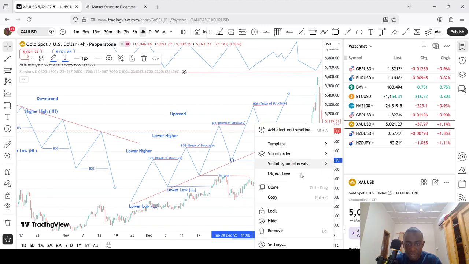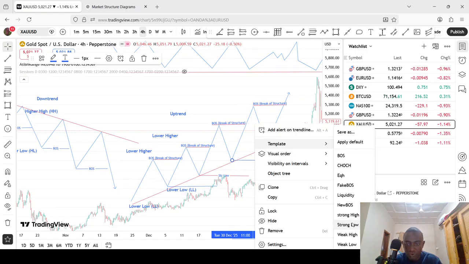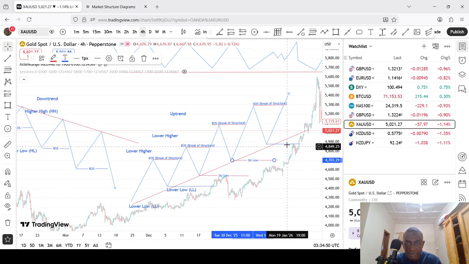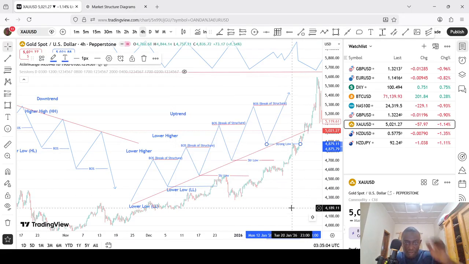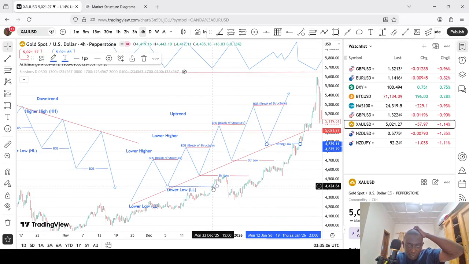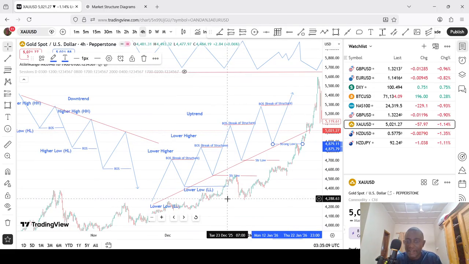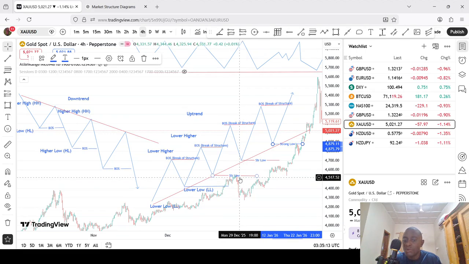The same goes for this one too. I have these name spaces. You can just double click it and type a label, any name. Something like strong low. Okay, so for an uptrend, we have these strong lows. We are expecting these lows not to be broken. At least price shouldn't, when price is coming.